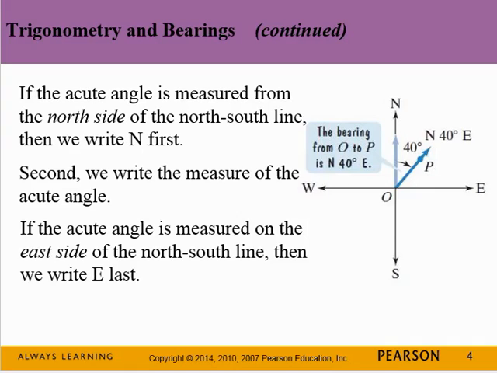So if the acute angle is measured from the north side, the north line, so you're going to have N, and then it's going to the east, so you have N, and then the degree, and then E. So if you look at this, you have N 40 E. So it's north, 40 degrees, going to the east.